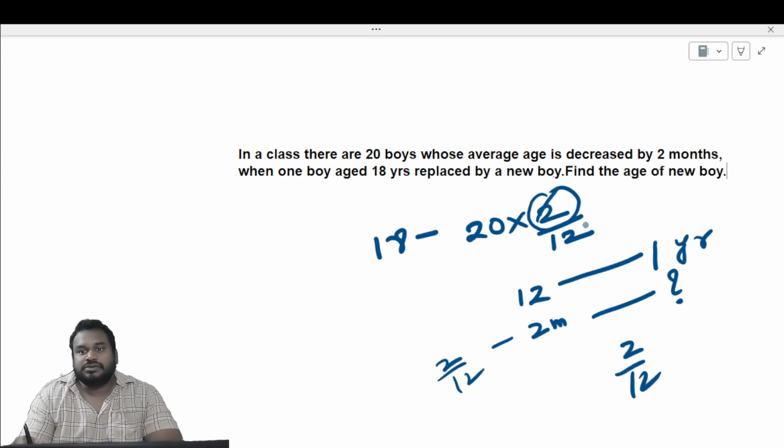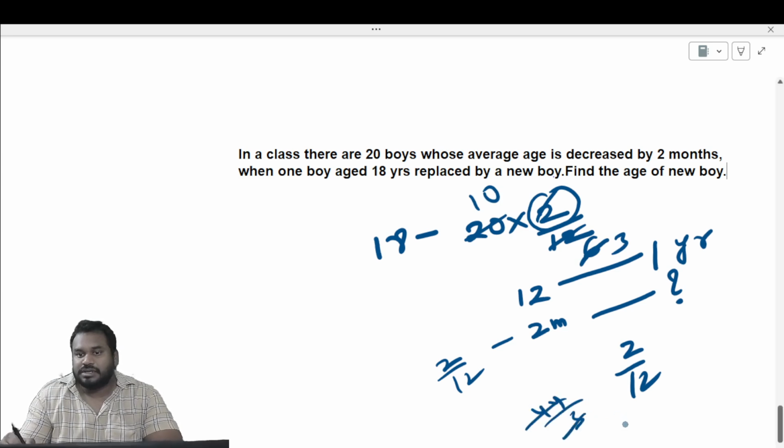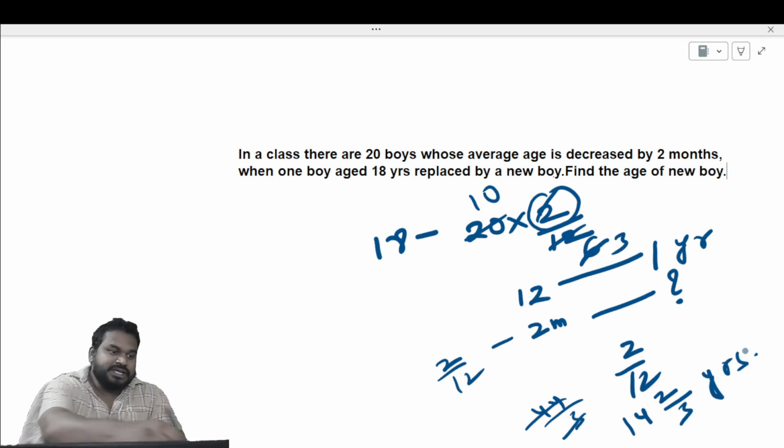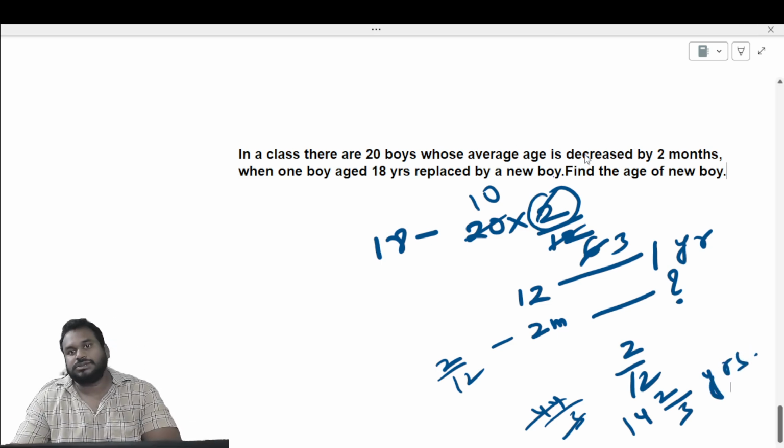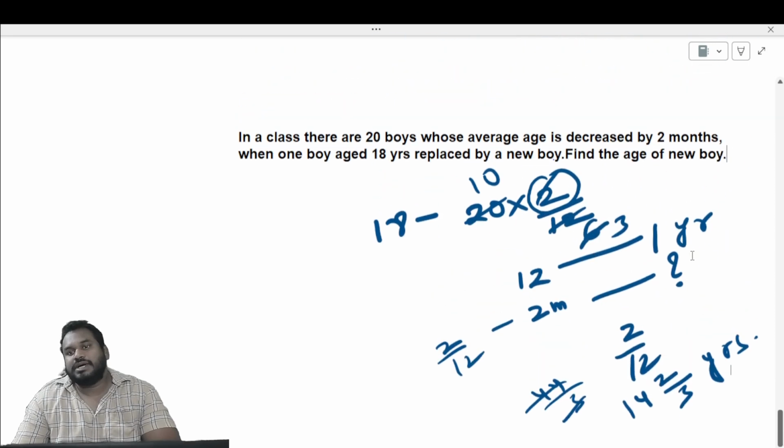So to get that, 2 ones are 2, six are 2, threes are 2, tens are... so 44 by 3. So it is 14 2 by 3 years.